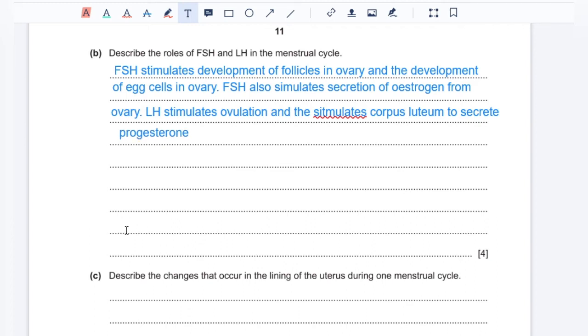Now, close to day 14 or at day 14, LH will stimulate ovulation, which causes the egg to be released from the ovary when LH concentration peaks at around day 14. And then LH will stimulate the corpus luteum, which is the empty follicle. Corpus luteum is the empty follicle which forms after ovulation when the egg has been released from the follicle. So LH will stimulate the corpus luteum to secrete progesterone, and those are the roles of the two hormones.